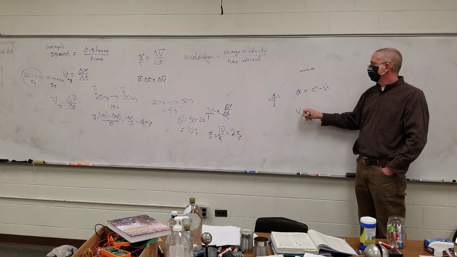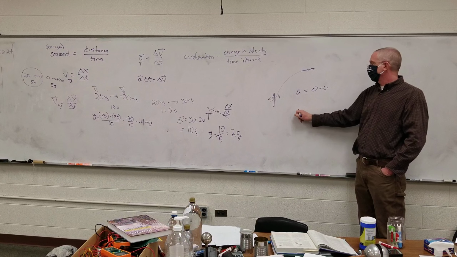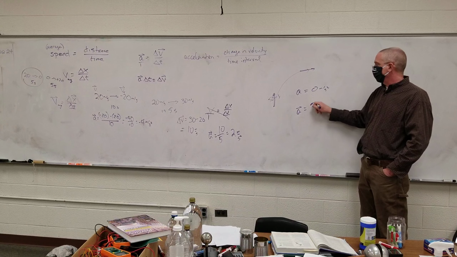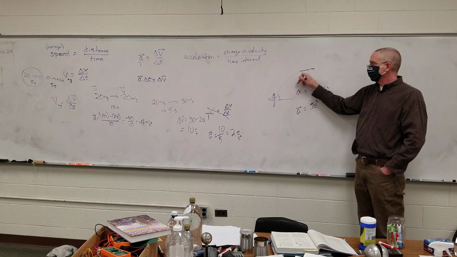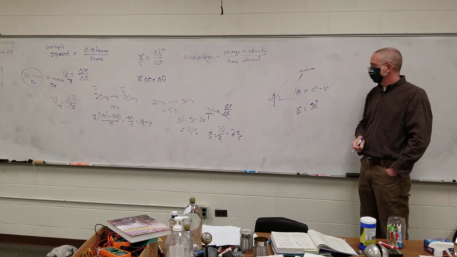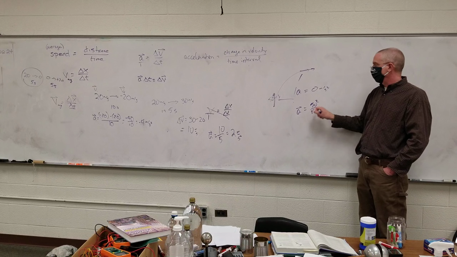So here, your scalar acceleration would be 0 meters per second squared. And your vector acceleration, as we will get to, will be 50 squared divided by whatever the radius of curvature of the curve is, or R.